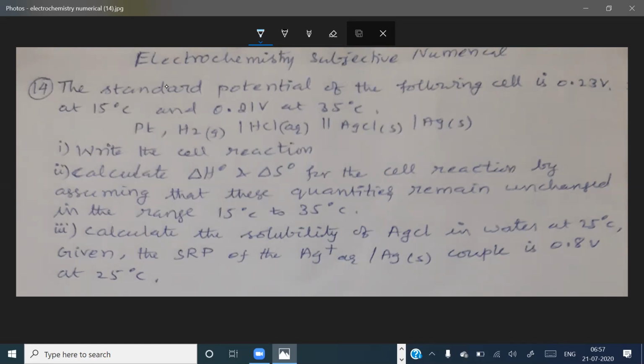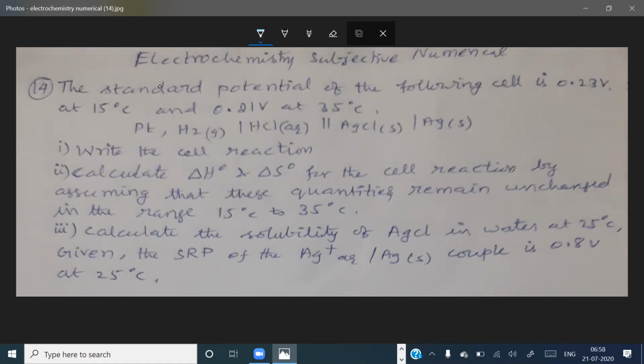Next, third subdivision. We have to find the solubility of AgCl in water. The given data is the SRP of the silver electrode, and the temperature is 25 degrees Celsius. Here you see how the temperatures are given. In the beginning, the temperatures given are 15 degrees Celsius and 35 degrees Celsius. The standard potential of the cell is given at 15 degrees Celsius and at 35 degrees Celsius.